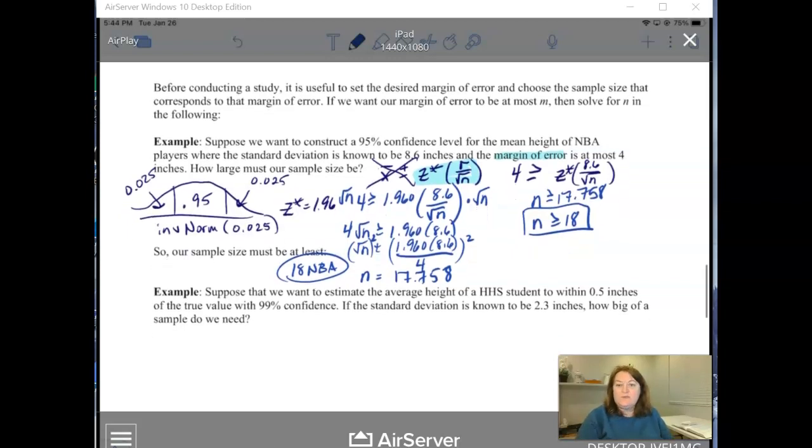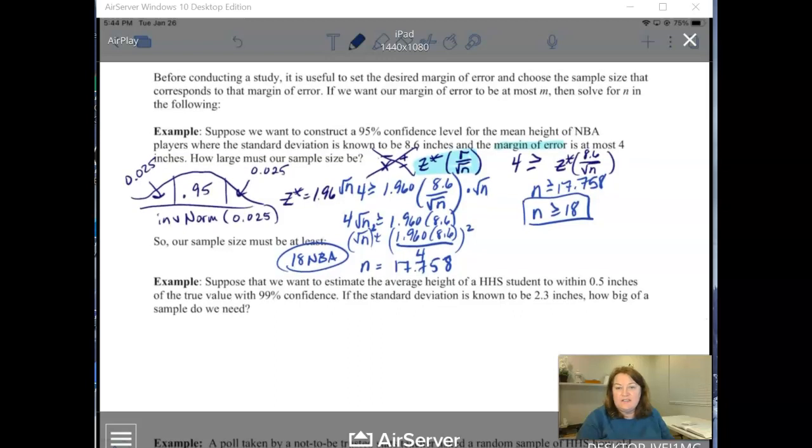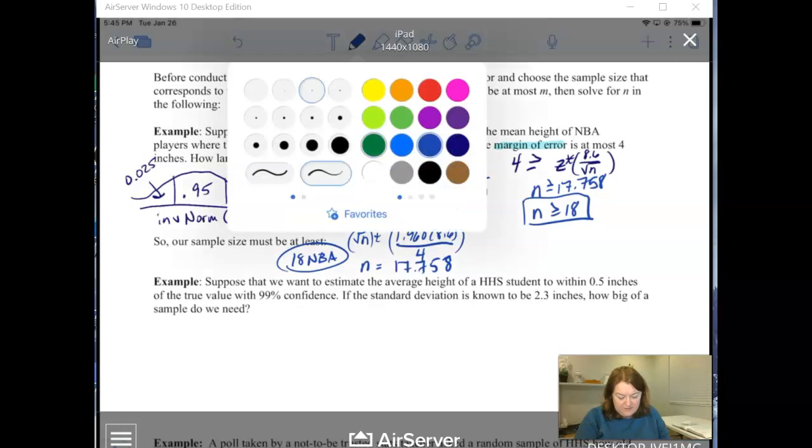Okay, so this one is, suppose we want to estimate the average height of a Hart High School student within a half inch of their true value with a 99% confidence. Okay, if the standard deviation is known to be 2.3 inches, how big of a sample will we need? Okay, so let's go and start working on this one.